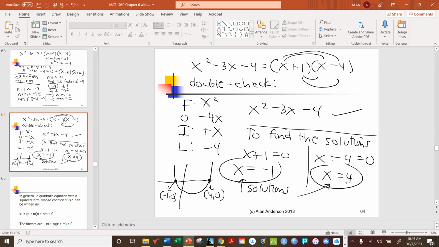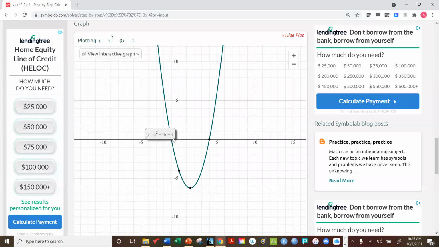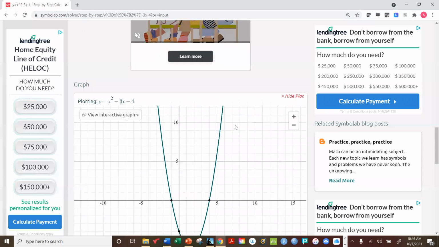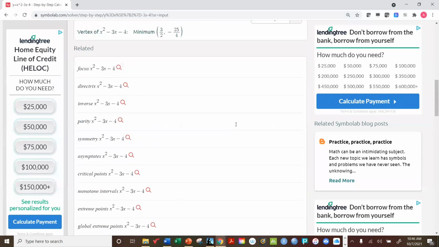So in other words, the two values that we need are -1 and 4. The values of x are what we're after. So either one of these will give us a value of 0. And in fact, if you want to double check again, here's another double check. If you plug x equals -1 into this formula or expression or 4, you'll get a 0 in both cases. So that confirms that we did this correctly.